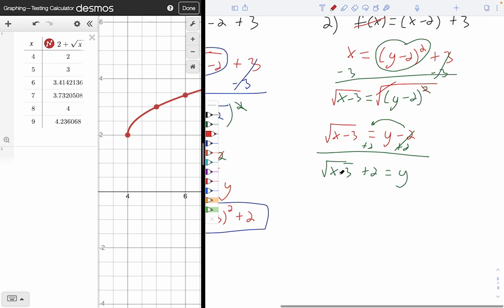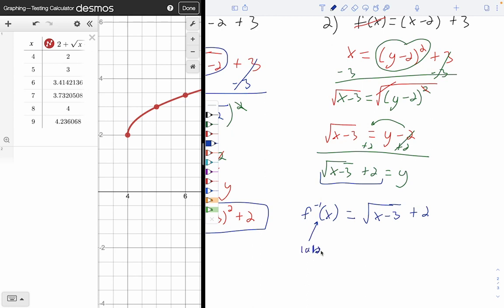Okay, so now we're done. The last thing we have to do is label this as an inverse. So to do that, we're going to do f to the negative 1 of x equals this equation. Again, this f to the negative 1 of x is just the label for inverse. It doesn't do anything. It's just the label for it. And so that would be our answer.